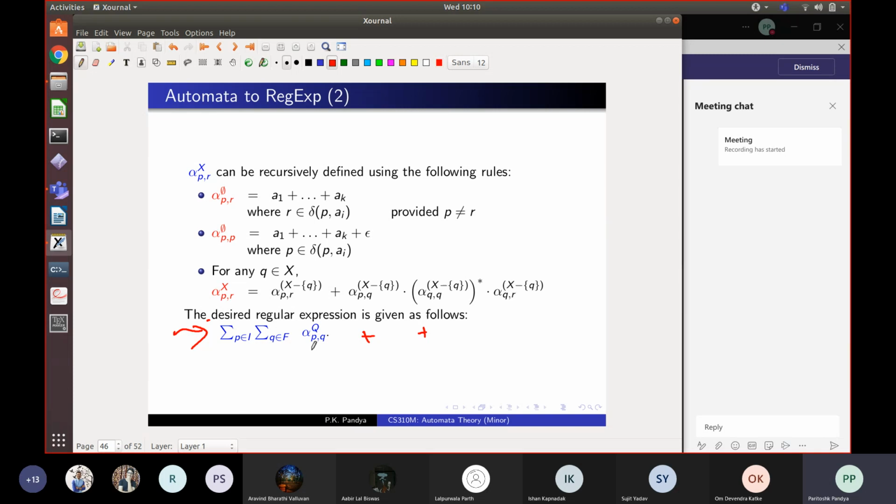Because which words will be accepted by the automaton? Those words for which you can start in some initial state, end in some final state, and there's a run. And that run must pass through some sequence of states. But Q allows every possible intermediate state. So all possible runs will be included, including accepting runs. So it is easy to say that this is equal to the language of the automaton, right? So if you can calculate this entity, then you can calculate this larger entity. I hope this much is clear to you.